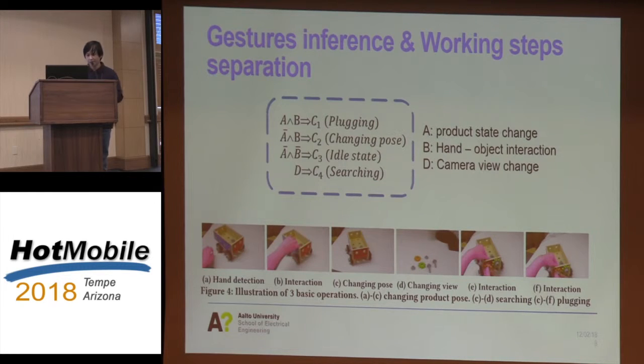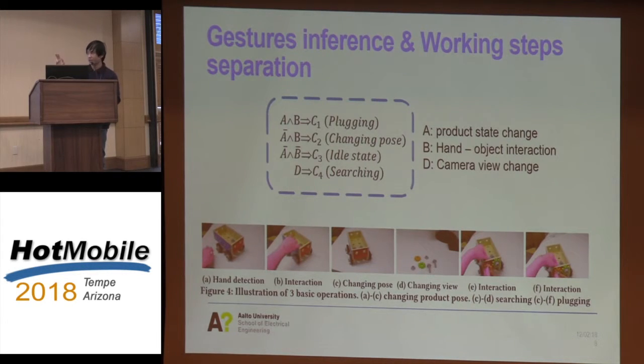And the simple B event means hand object interaction, the event that happens when the hand regions overlap the assembled product regions. So we call this the object interaction event. And the final one is the simple D event, the camera change, like in figures C and D, when the user changes the view from the assembled product to the material place to take some materials or tools to plug into the assembled product.